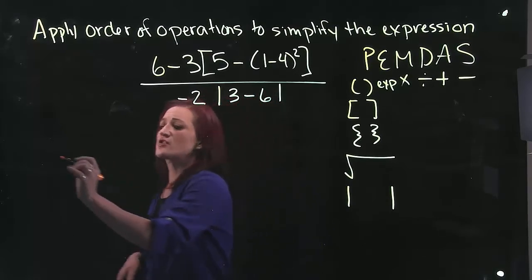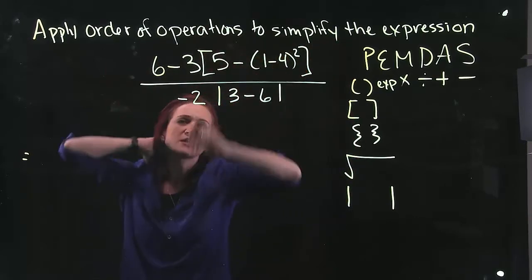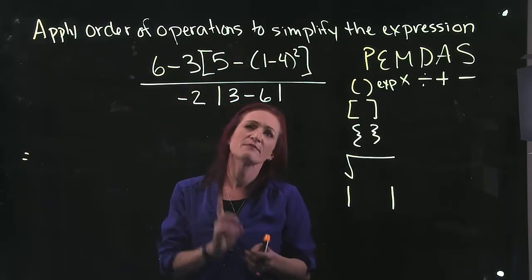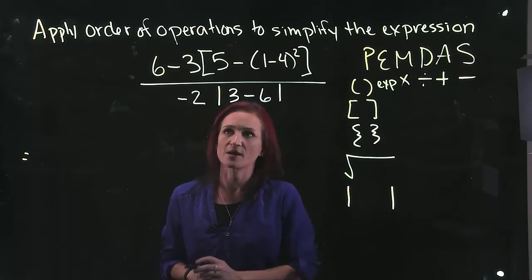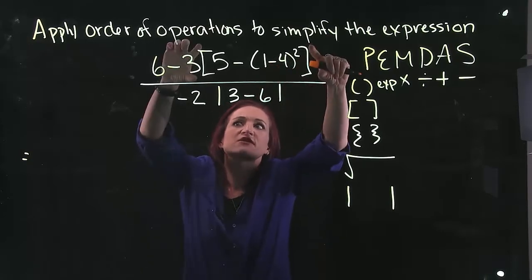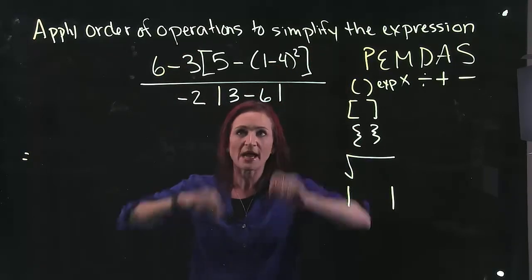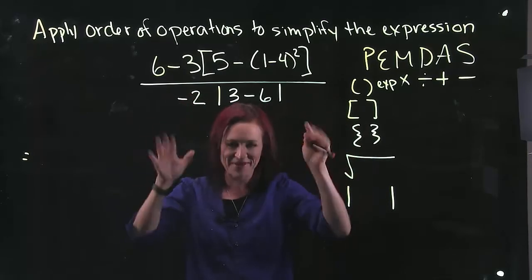So if we're taking a look at the numerator, let's start there. Let's take a look at this numerator. 6 minus 3 brackets, 5 minus parentheses, 1 minus 4 squared and bracket. Now, we have parentheses inside of brackets here because that's what my eyes are zeroing in on.